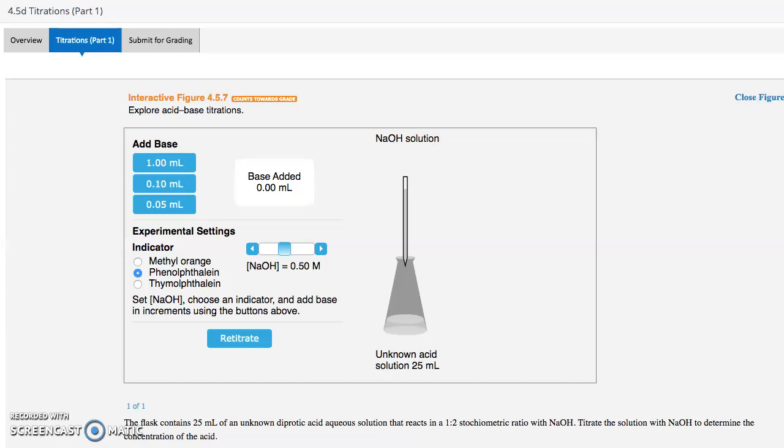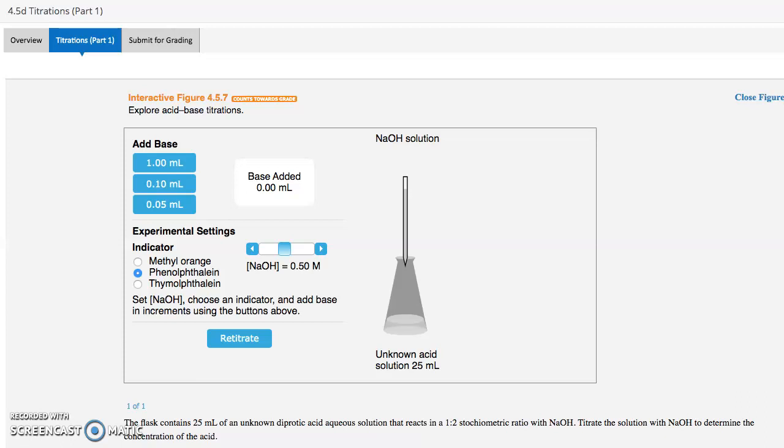This is Professor Corey, and in this video, I'm just going to talk through a section of MindTap that you'll have to do, and that's 4.5D titrations. So I'm on that screen now, and what we have is a simulation of a titration, and this is a technique that you'll be doing in lab. But it's a little confusing, I think, the first time you see it, so I think this might be worth going through.